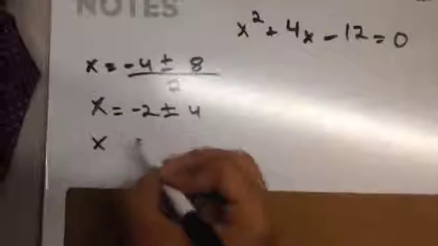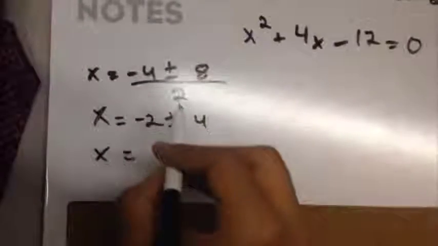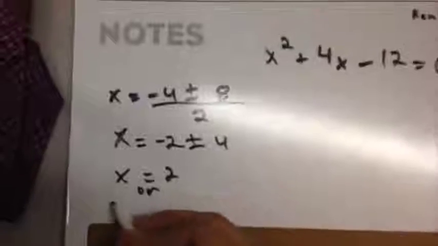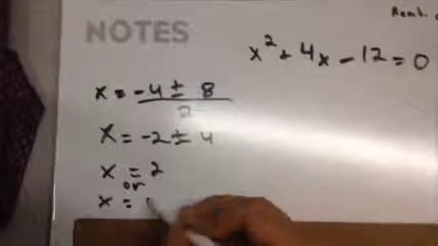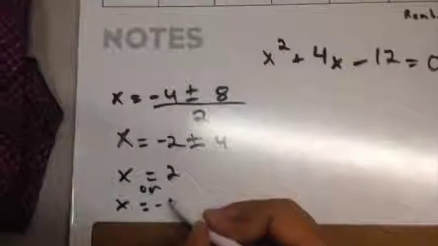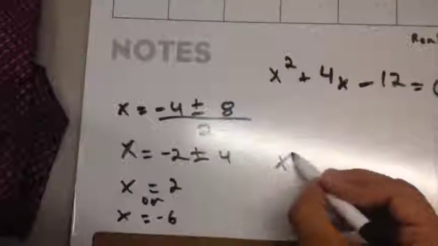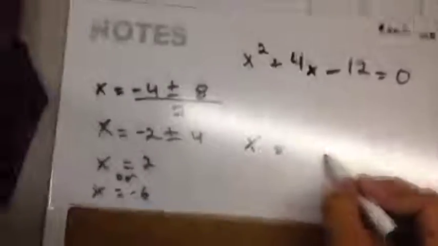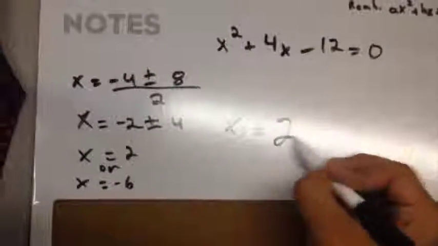And so now we're going to do x equals -2 plus 4, because we have plus or minus, but we also have to do -2 minus 4. So x equals 2, or x equals -6. So our answers are going to be x equals 2 and x equals -6.